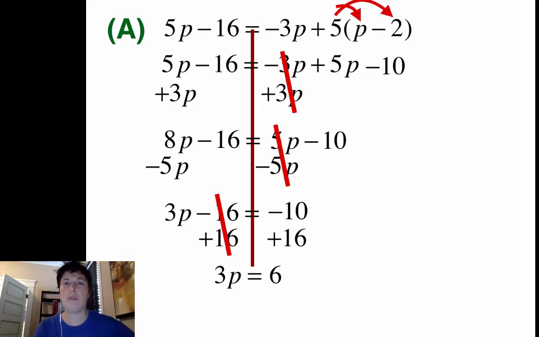And we're almost done. What do we do with the 3? We divide. So divide that 3. It's kind of a nice answer. 6 divided by 3 is 2. So you get p equals 2.